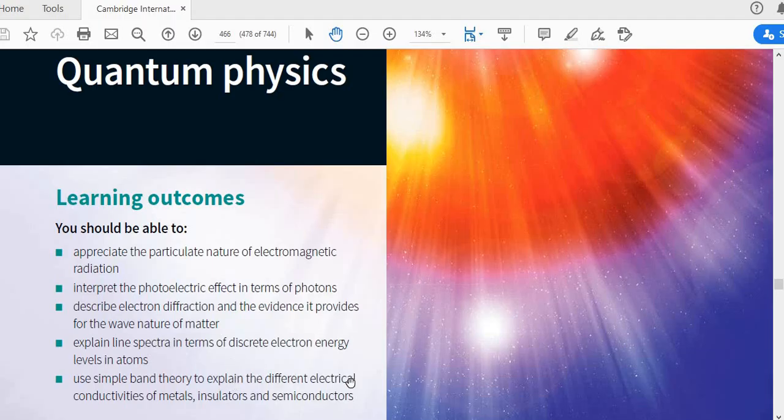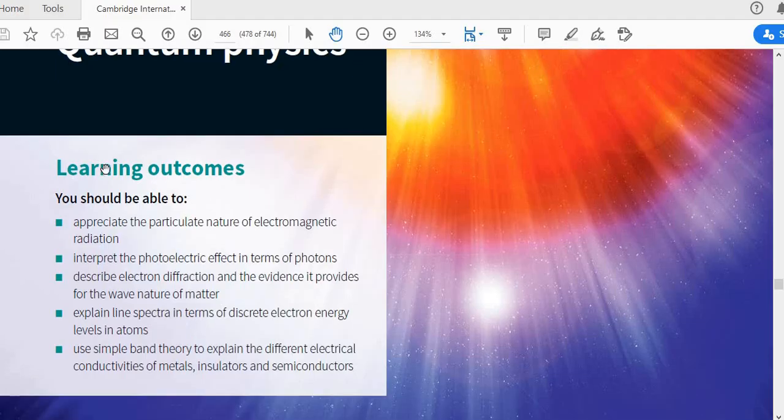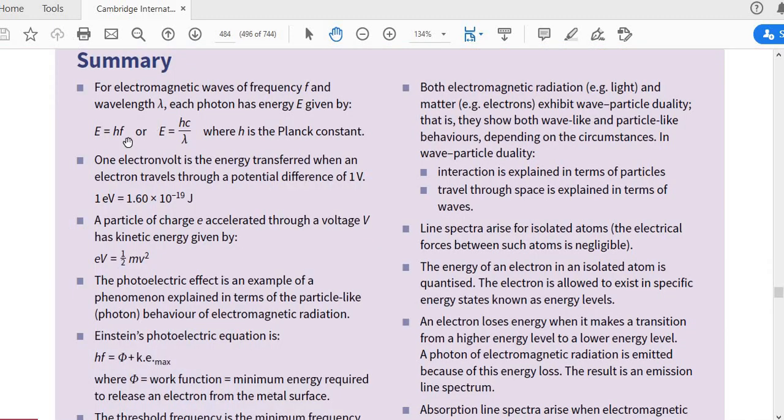Use simple band theory to explain the different electrical conductivity of metals, insulators and semiconductors. Now this you would not have heard before. We will see the details. Now before we start this in the order, let's also go through the summary so that you can have a better idea of what you will be learning in this chapter. Okay, so here is the summary. This is at the end of the chapter. I moved to the last few pages of the book.